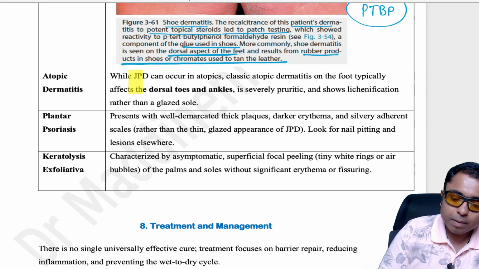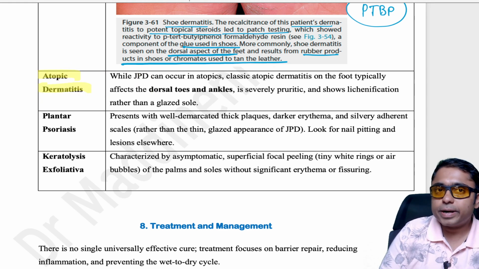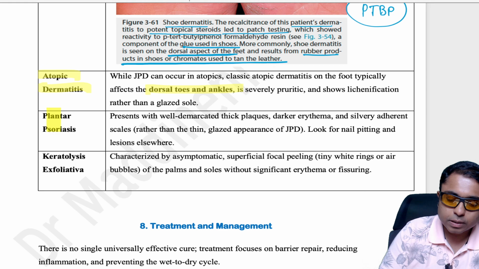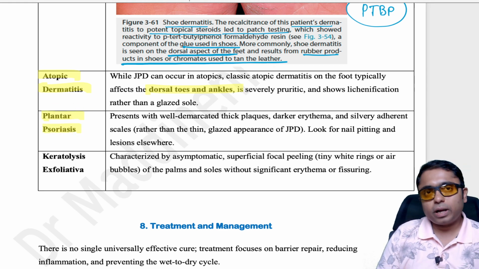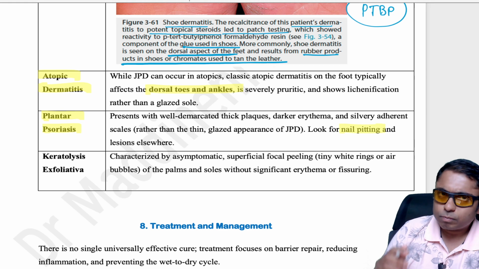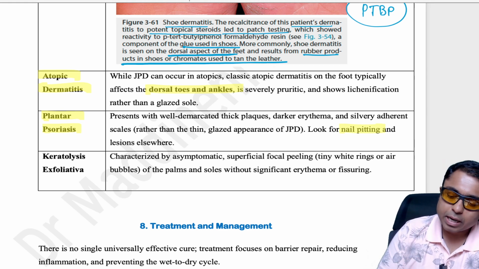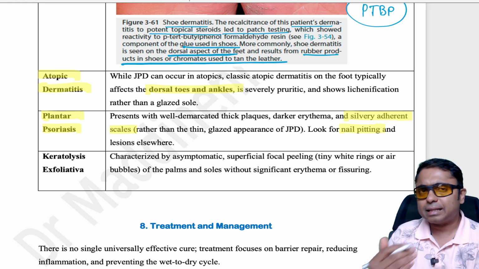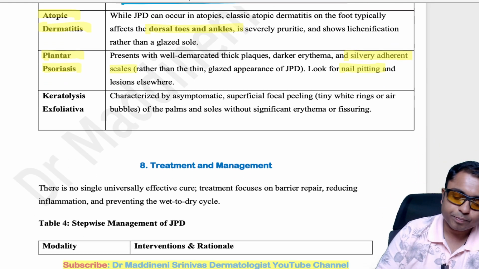Coming to atopic dermatitis, again this is going to involve and affect the dorsum of the toe and also the ankle. Plantar psoriasis: in psoriasis remember there is going to be nail pitting, which you should look for, always examine the nails, and there are obviously going to be silvery adherent scales rather than the glazed appearance of GPD.